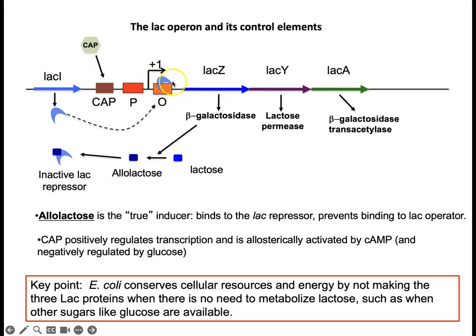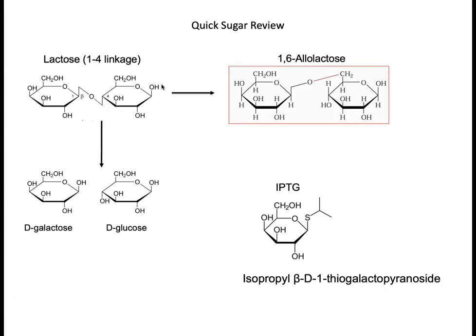So I want to go over the sugars that are involved in regulating the lac repressor. So this is lactose, that's right here, which can be cleaved down to galactose and glucose. These sugars can then be metabolized by a bacteria. In the previous slide, I talked about this allolactose, which will be converted from lactose into allolactose by the gene product of the LAC-Z gene, which is beta-galactosidase. So this is allolactose. This is that true inducer that will bind to the lac repressor and cause the lac repressor not to bind to DNA nearly as well.